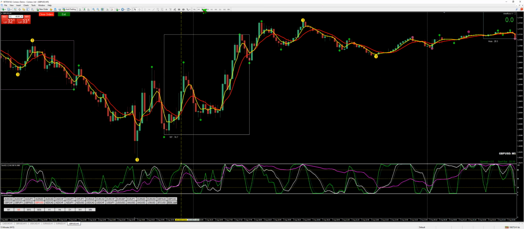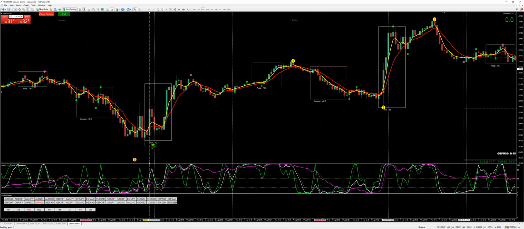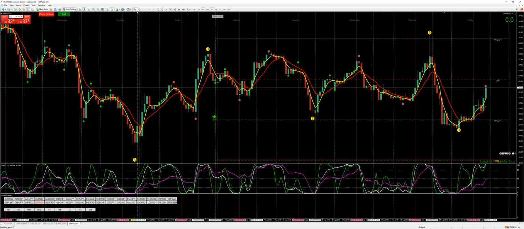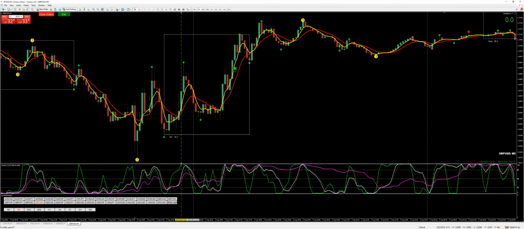Now, what is the 15 doing at this point? The 15 is also trying to turn, and it is a signal. Magenta is not ready, but it's an aggressive entry, right? And then what is the H1 doing at that point? The H1 is in the gray area. It hasn't given a turn signal yet, right? So you can say, okay, this is my first entry going to the upside. And my stop loss is over here.